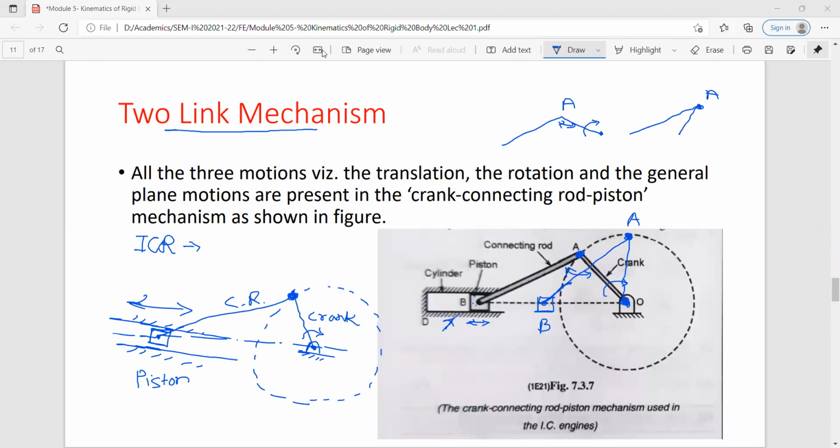Please revise your concept of velocities, velocity का direction, magnitude, radius. It will be very helpful while solving this numerical.